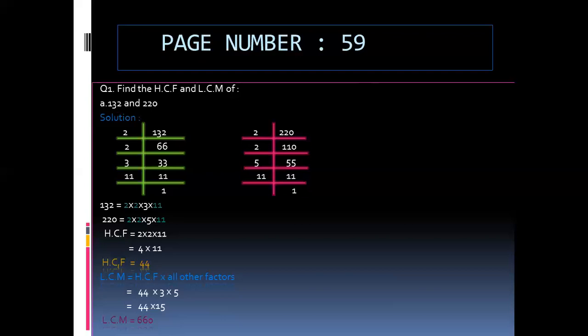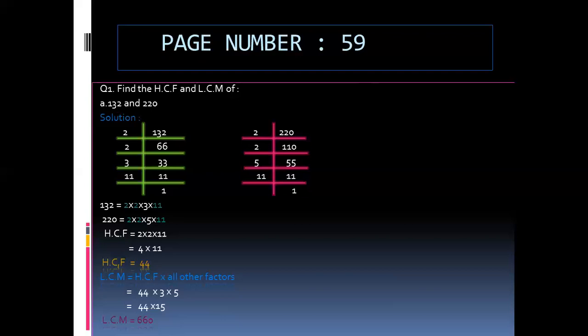I told you previously that when you are finding the HCF and LCM both in one question, it is necessary that you calculate the HCF first, because in the LCM the formula is HCF multiplied by all other factors. So if we calculate the HCF first, it will be easy to find the LCM of the given numbers.